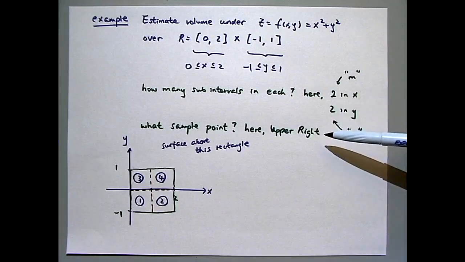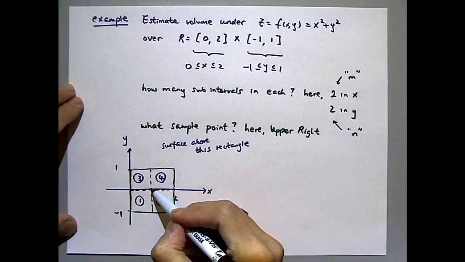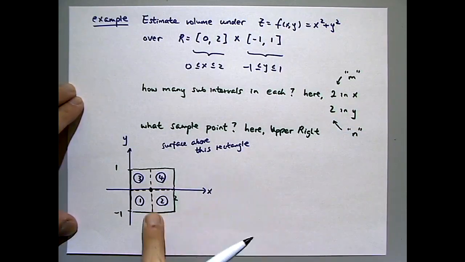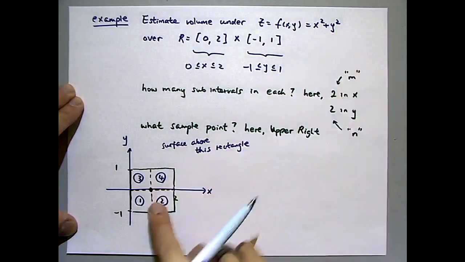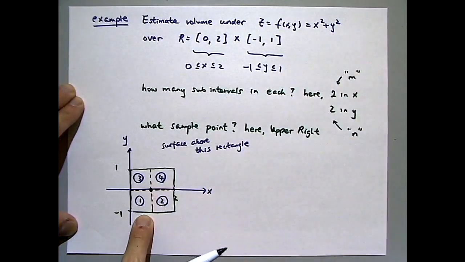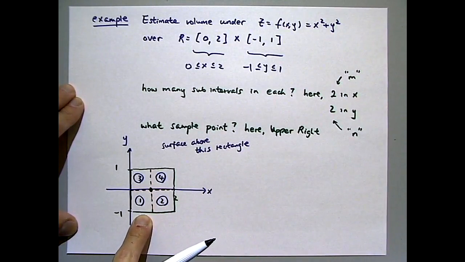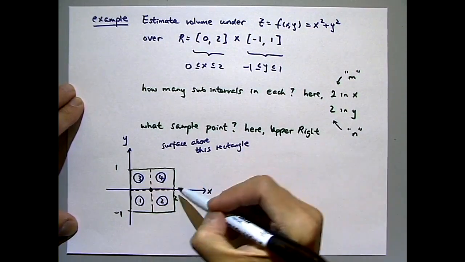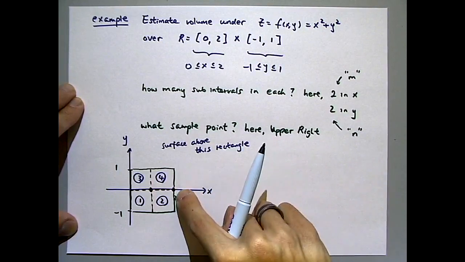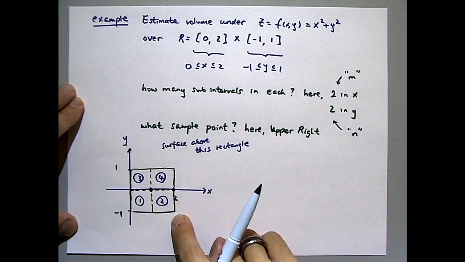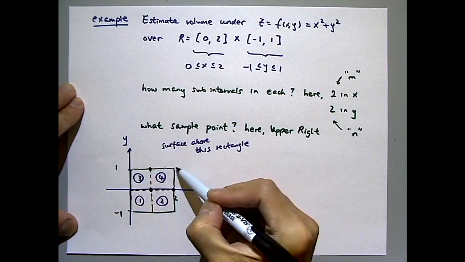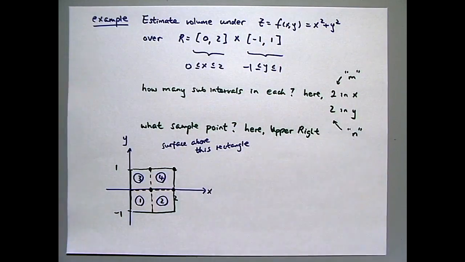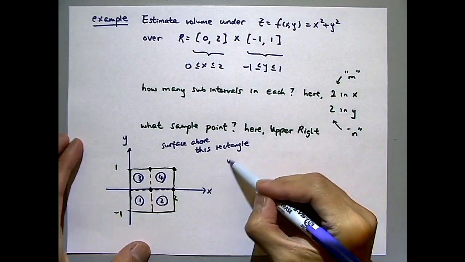And the upper right of each subinterval is where we take our height. So the first one is right here. The value of z at this point will represent the height of column 1. Make sense? Okay? And then the value of z at this point will represent the height of column 2, and that's for 3, and that's for 4. So there are my 4 sample points. Okay, let's calculate the volume.